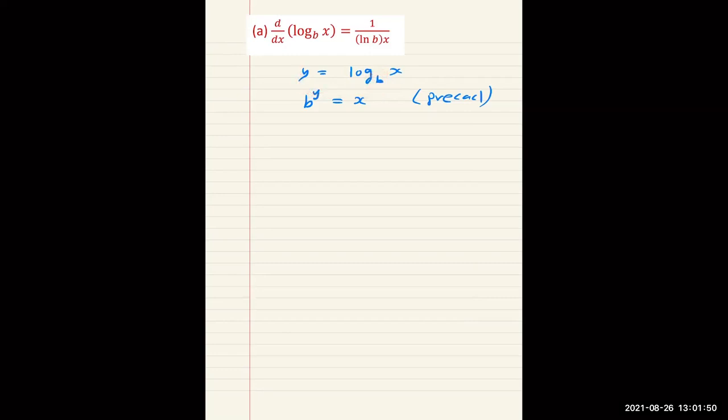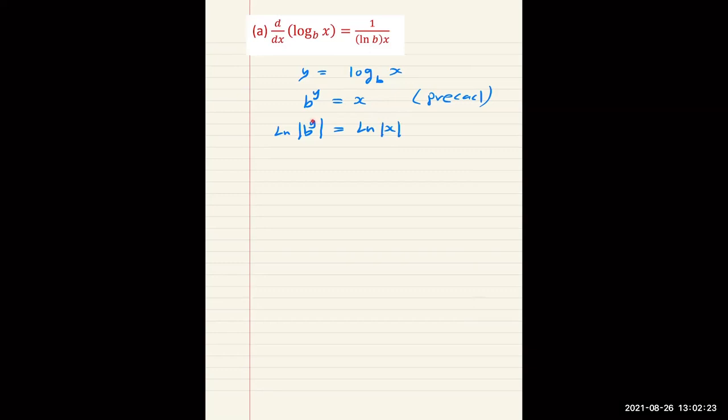Now what I'm going to do is, I'm going to take the logarithm of both sides. ln of b to the power y, absolute value of that, is equal to ln absolute value of x. Why do I take absolute value? That's because I don't know whether this x is positive or negative. If this x is negative, you cannot take ln. So that's why I'm taking the absolute value.